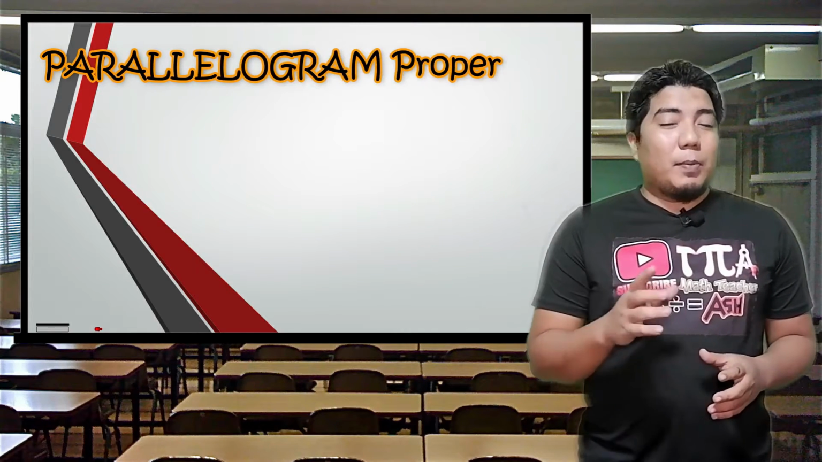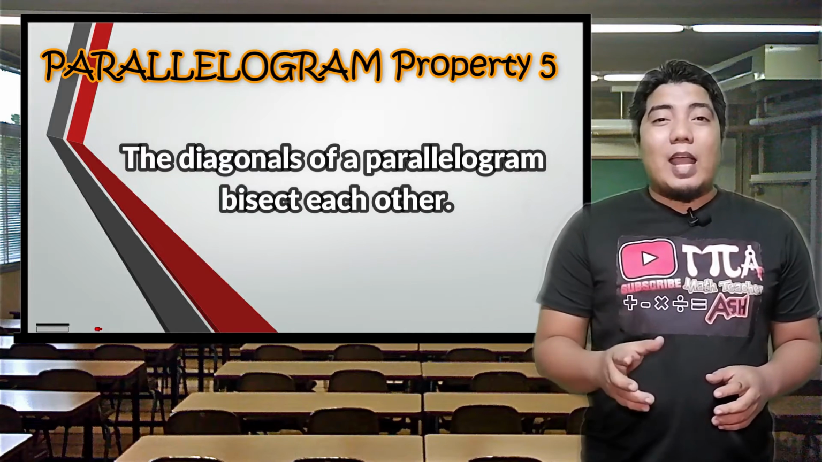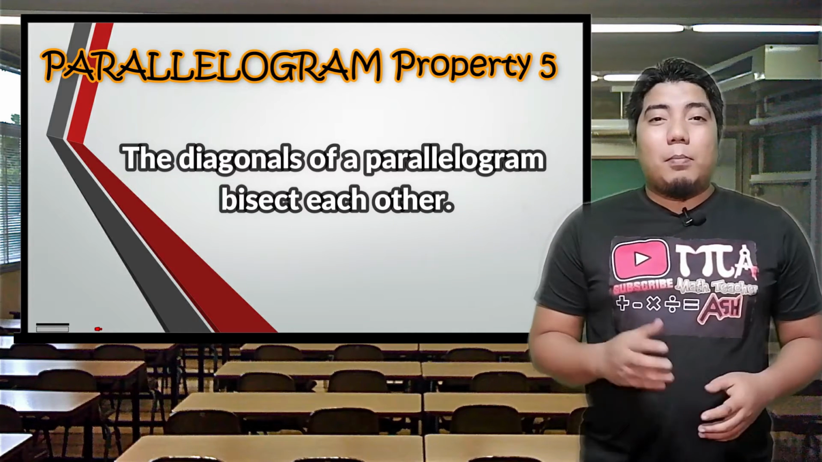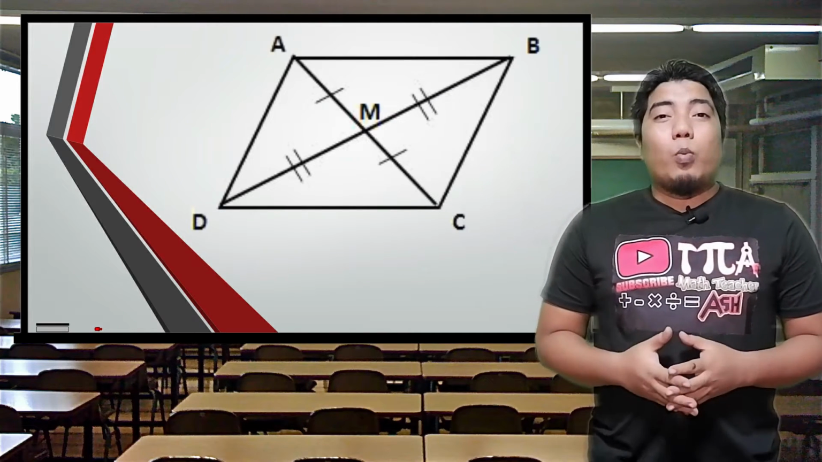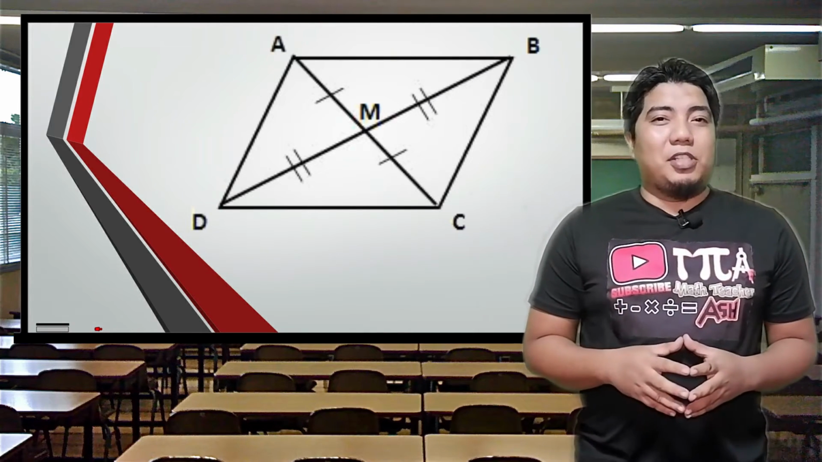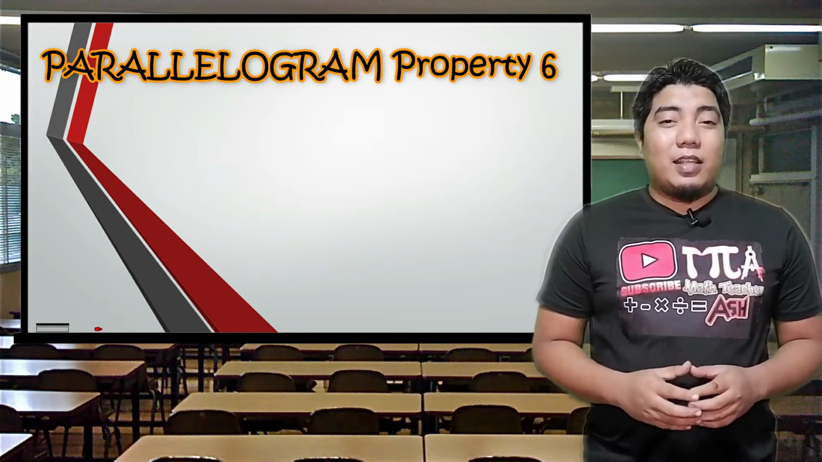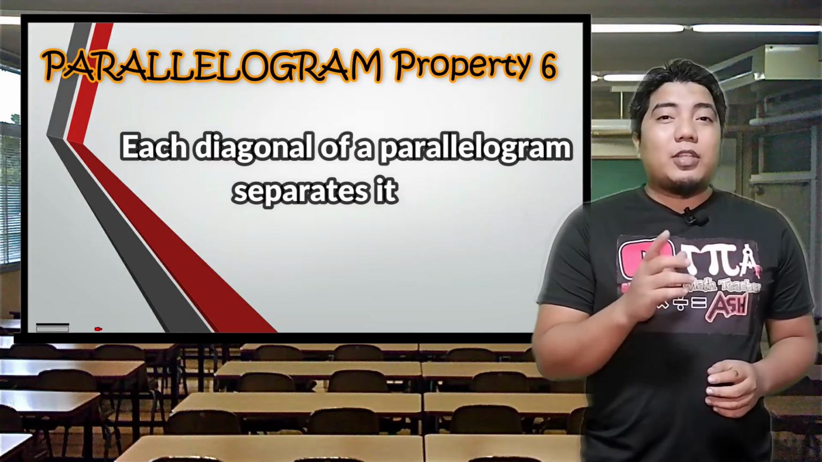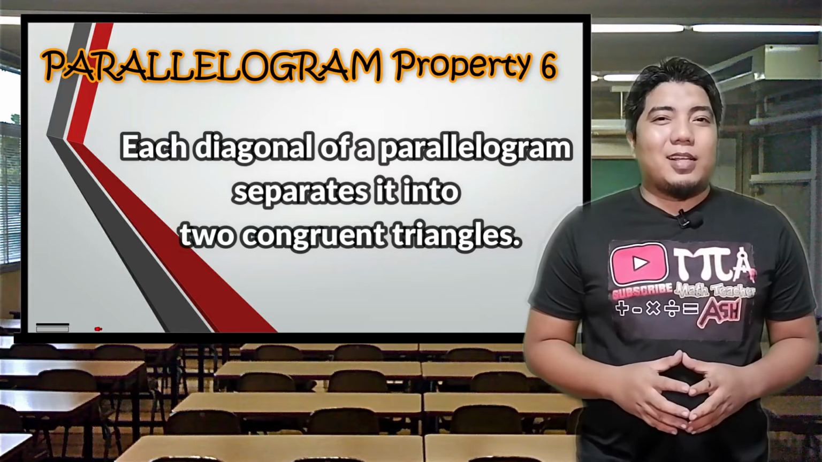Property number 5 of the parallelogram states that in a parallelogram, diagonals bisect each other, meaning that in this quadrilateral, the 2 diagonals will be meeting in their midpoints. Example of that is this figure. Now, let's go to the last but not the least property, and that is property number 6. Property number 6 states that in a parallelogram, each diagonal cuts the parallelogram into congruent triangles.